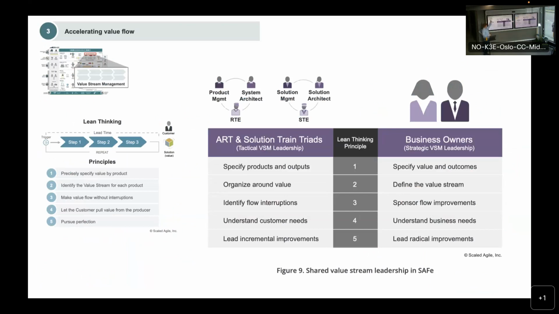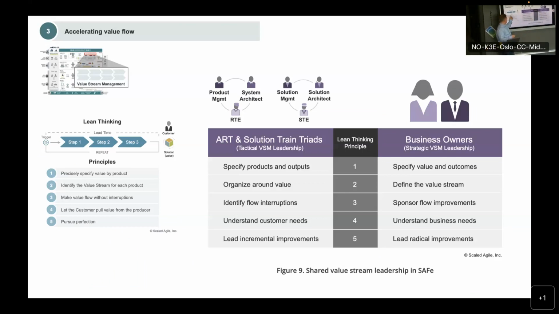Around accelerating value, they now have a value stream management article as well, which is based around the lean thinking principles, and they've put in the responsibility of the different value streams. So you have the ART, and you have a solution train, which is a set of ARTs working together. They call this the tactical value stream management. And then you have your business owners, which are the ones who know the business and help with that part, which they call the strategic value stream management.